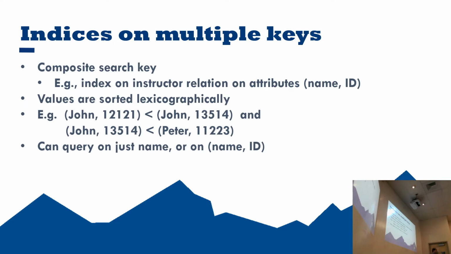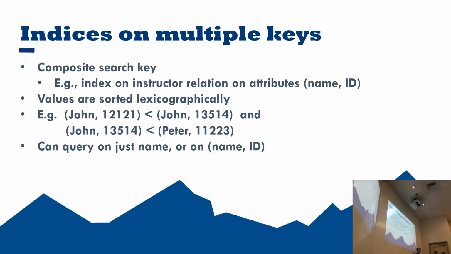But what this is called is a composite search key. So in this example, we have an index on the instructor table. We have a table called instructor, and we're creating a multiple key index on it, which is using both the name and the ID of the instructor. Basically, it's going to be sorted lexicographically. It's a fancy way of saying it's sorting it with two things. So we have both the name and the ID.